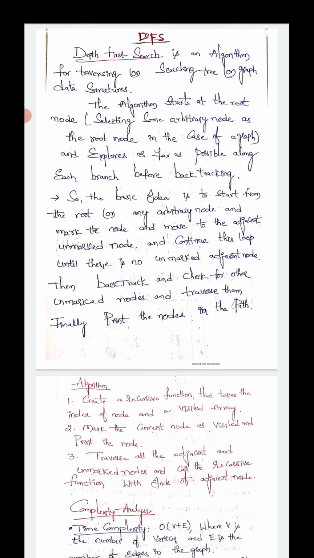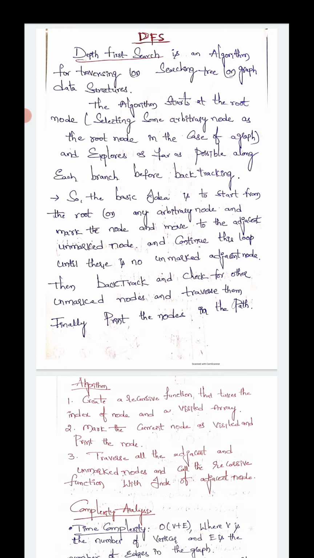Here we need to explore as far as possible along each branch before backtracking. Before backtracking, we have to visit each and every branch. So we select some arbitrary node as the root node in the case of a graph, and explore as far as possible along each branch before we backtrack.